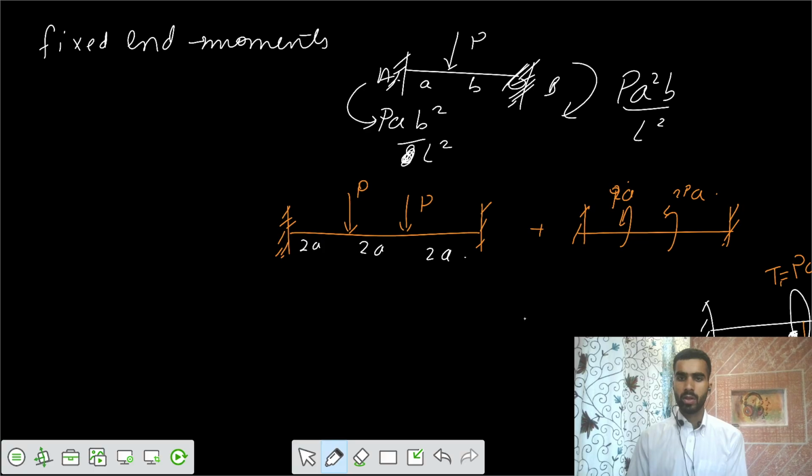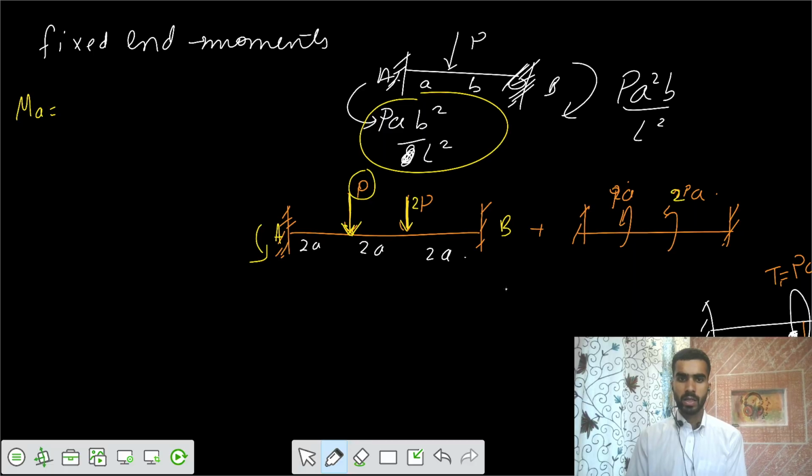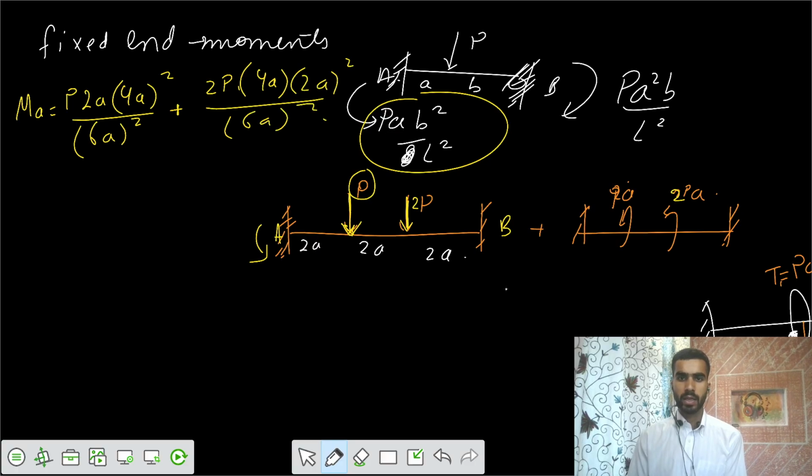Based on that result, we can have the superposition of those two loads. We can solve for the moment at A. Let's say this is support A and this is B. Moment at A equals, let's solve for the first one, P into 2A into 4A whole square by L square. And there is one more moment of 2P at a length of 4A, and then 2A square by 6A whole square. So this is the equation.